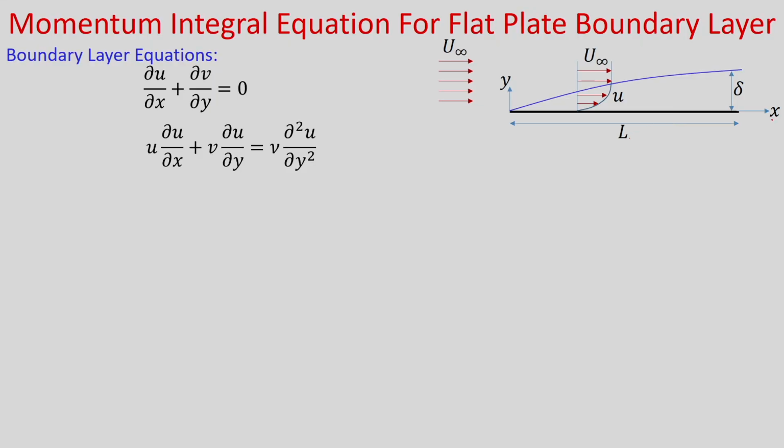So, let us consider flow over a flat plate. This is the flat plate of length L, x is the axial direction, y is the normal direction, and this is the velocity profile u inside the boundary layer, and u infinity is the free stream velocity. So, we can write down these boundary layer equations. This is the continuity equation and this is the momentum equation where nu is the kinematic viscosity. So, we will use this equation first and we will integrate it between 0 and delta.